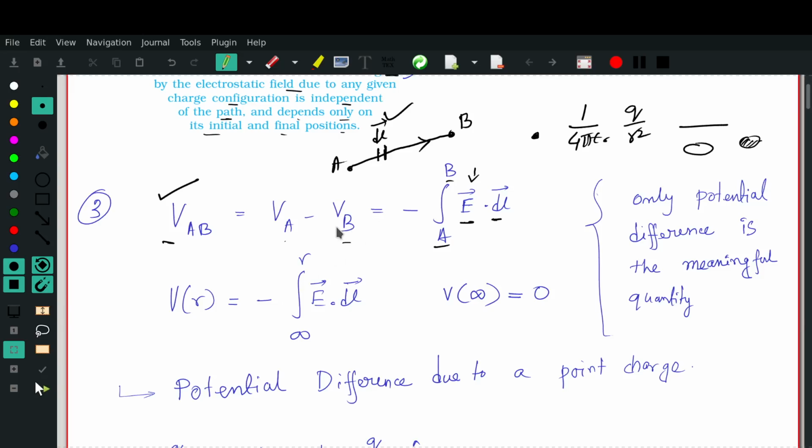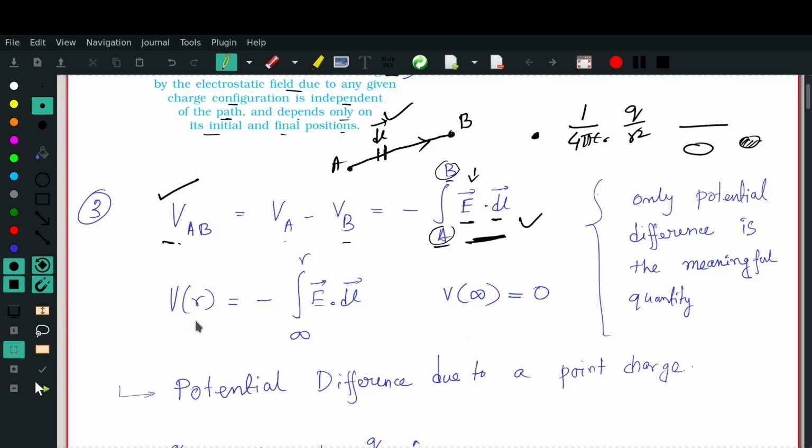So just make this point very clear. Let me repeat it again. To calculate the potential difference between 2 points, we will have to calculate this integration, where the limits of this integration are given by these 2 points. We'll look into this in much more detail when we do some problems.